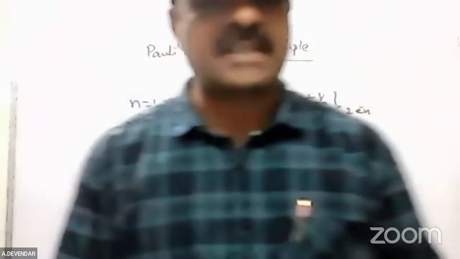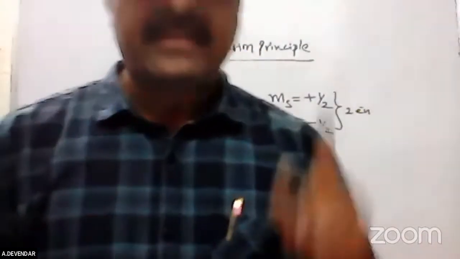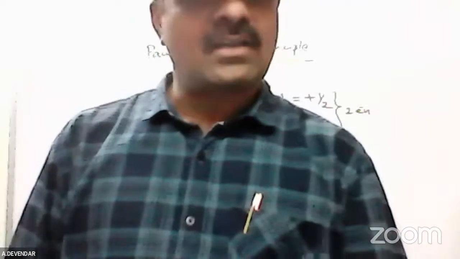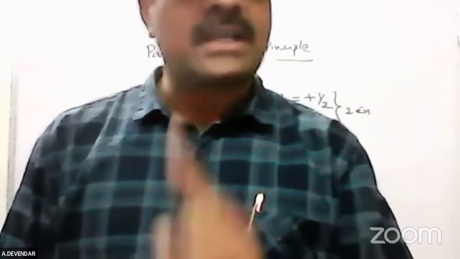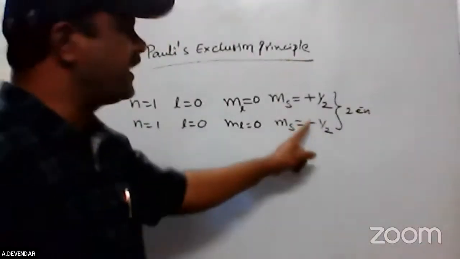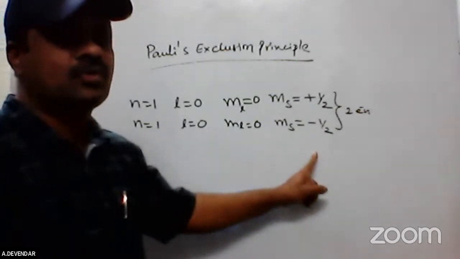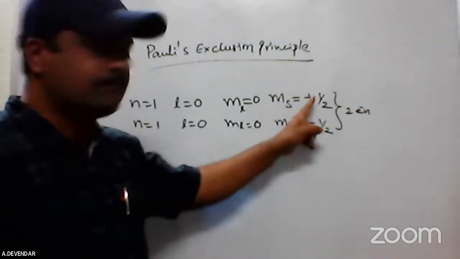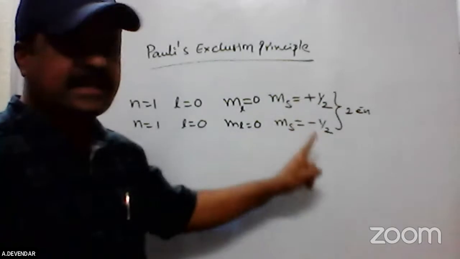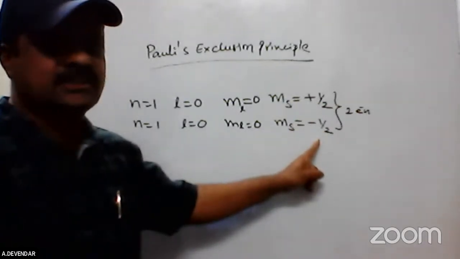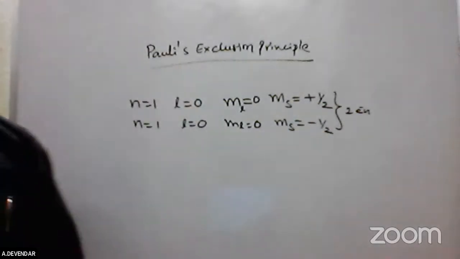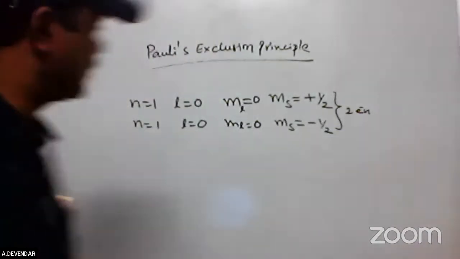The meaning of no 2 electrons in an atom can have the same set of 4 identical quantum numbers is that at least one quantum number should differ. What quantum number is differing here? The spin quantum number. Why? Because we already know that one electron must be rotating clockwise and the other must be rotating anti-clockwise. Due to that reason, Pauli's exclusion. It is a 5 marks question from your examination point of view.